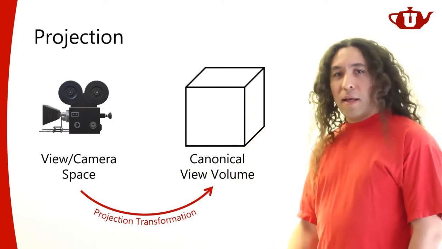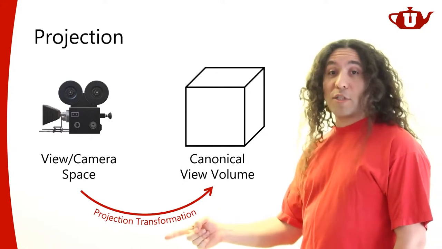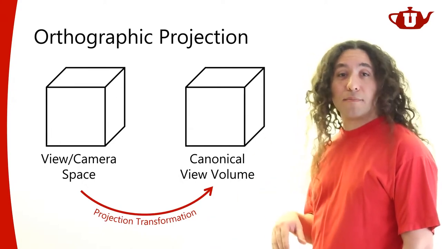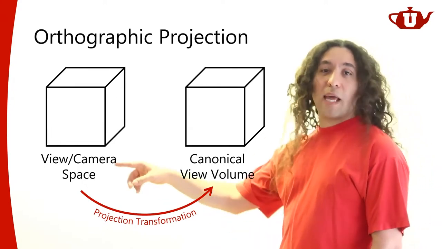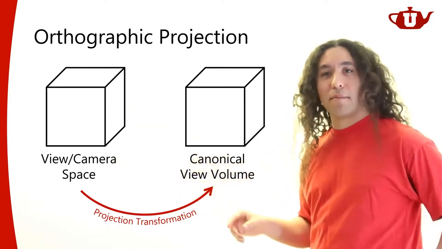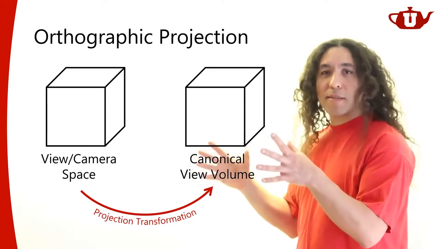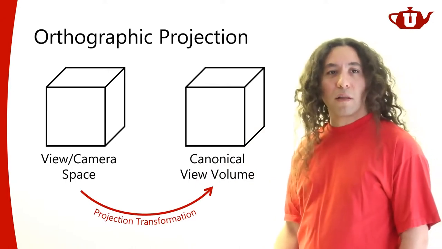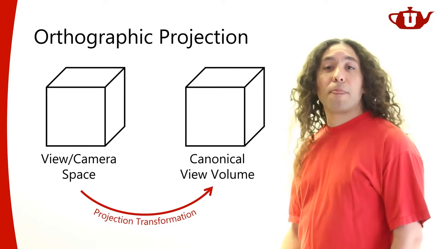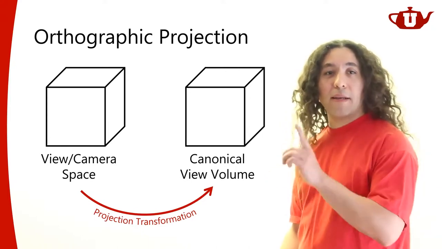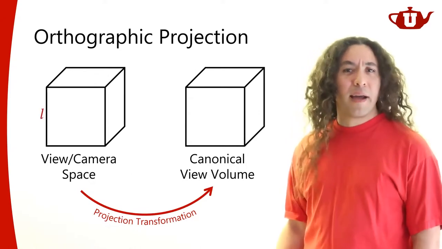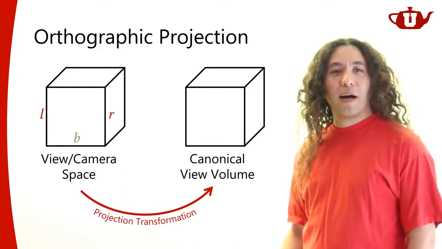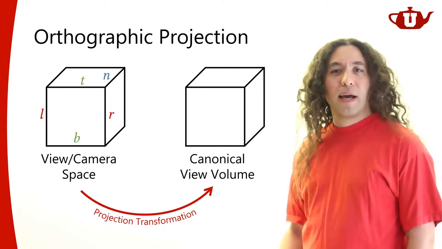All good? Now, there are different ways of doing this projection transformation. The simplest one is going to be orthographic projection. In the orthographic projection, I have this camera view space that is shaped like a box. And I'm going to take that box and scale it and translate it and convert it into the canonical view volume, right? So in this camera space, let me go through this again. Our limits were defined as, in X, I have left and right values, in Y, I have bottom and top, and in Z, I have near and far.